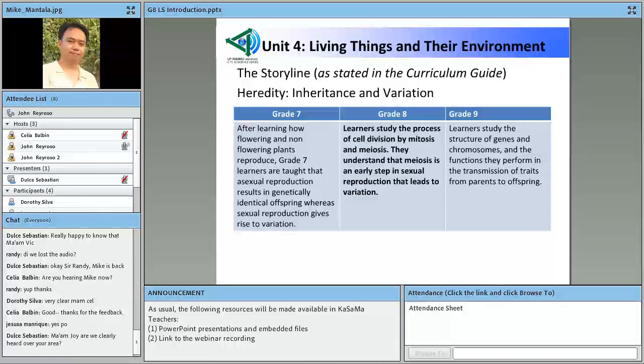Then learners would also get to understand in this grade level that meiosis is an early step in sexual reproduction that leads to variation. Then in grade 9, learners focus on the molecular structure of genes and chromosomes, and how these structures perform or facilitate the transmission of traits from generation to generation.